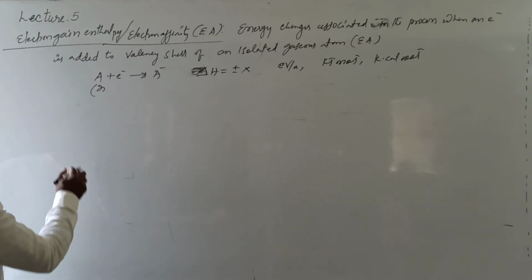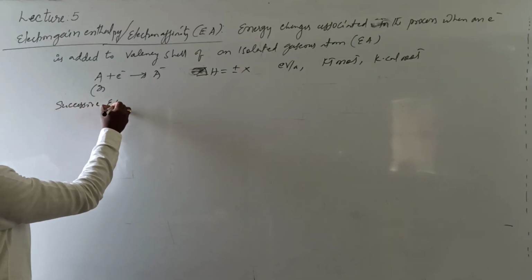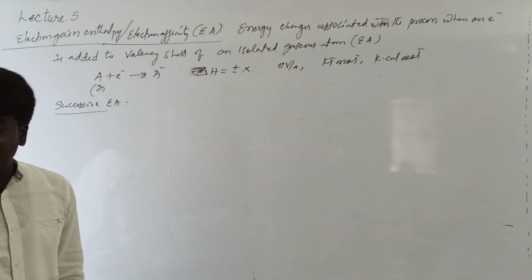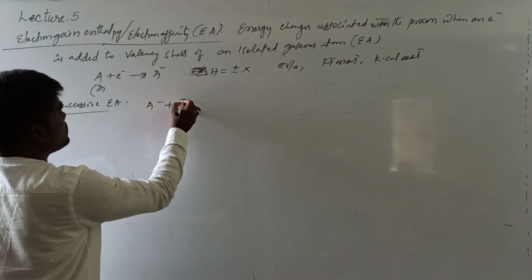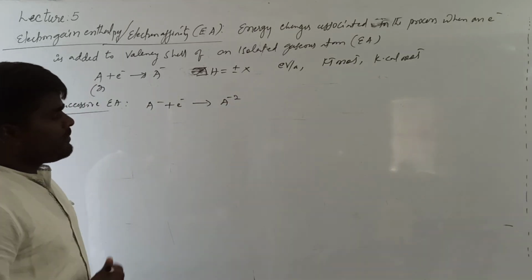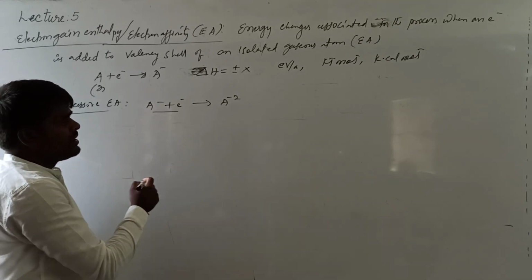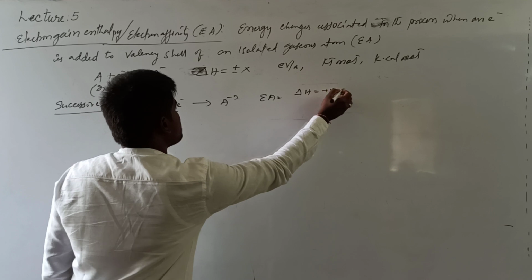If you are talking about successive electron affinities, they will be highly endothermic. If you want to add one more electron to this uninegative ion, it will be a very difficult process and it requires a lot of energy because there will be a lot of interelectronic repulsions. It will be highly positive.